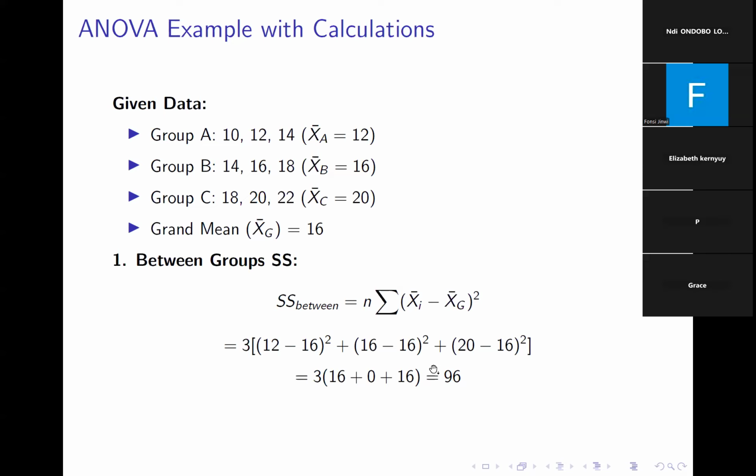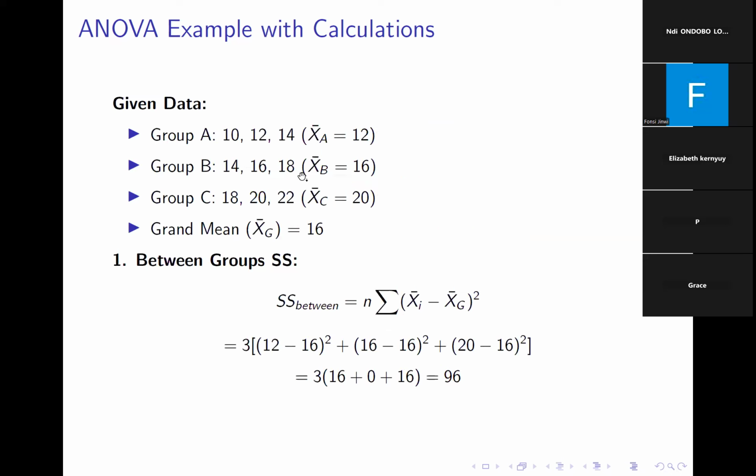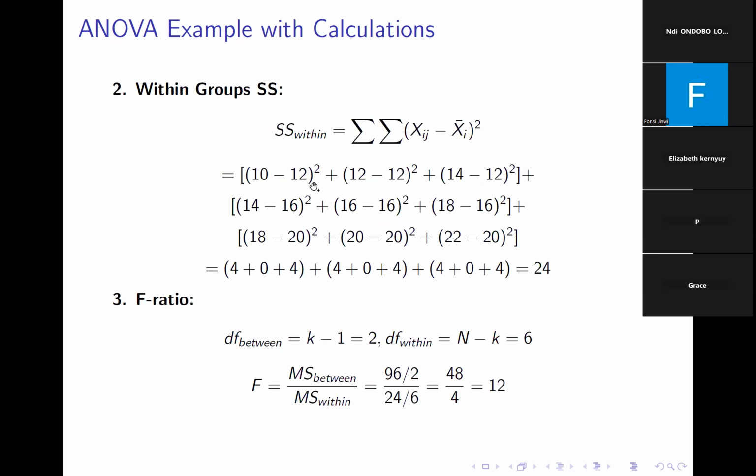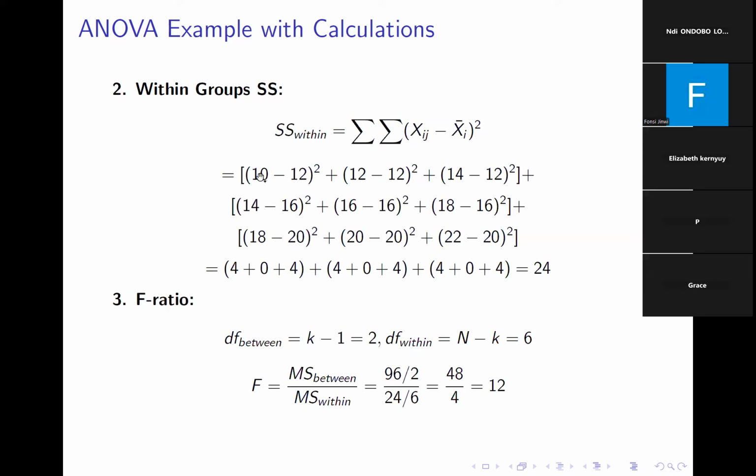So then you go ahead and calculate the within. For the within, you take the difference between every member of the group and the average of the group. In group 1, we have 10, 12, and 14 as the scores. In group 1, the mean was 12. So you calculate the difference between x1 in group 1 minus the mean.